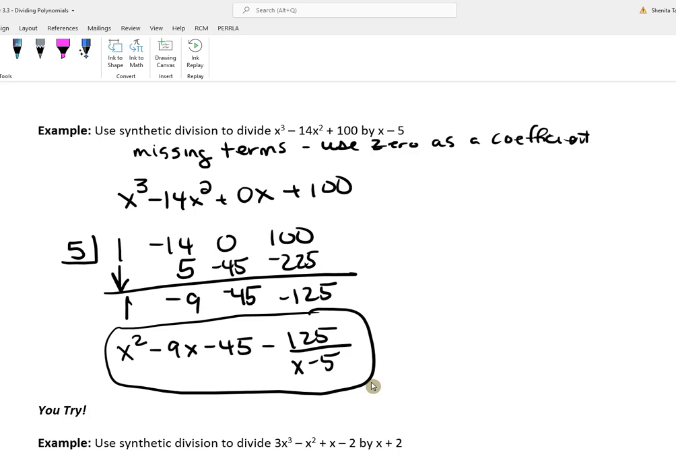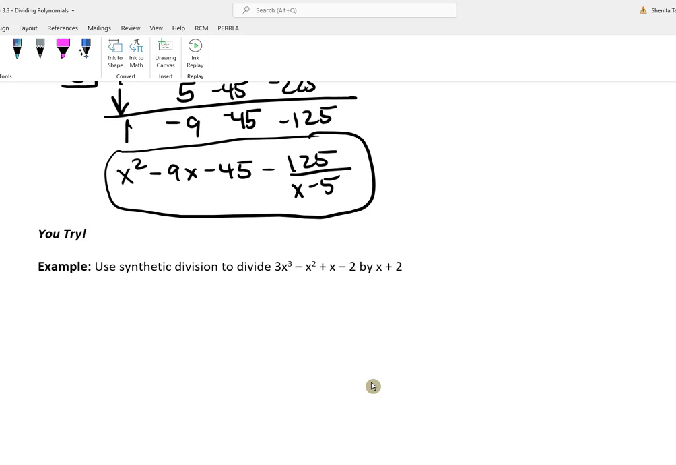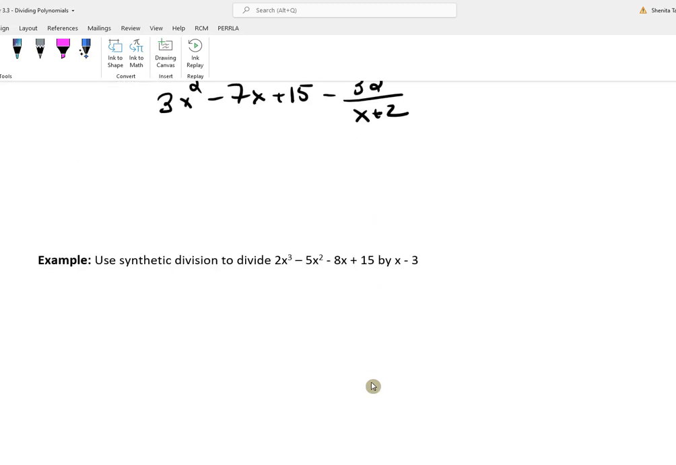Okay, so now you have a You-Try problem. I gave you 2 of these. The answer for the first one would be 3x squared minus 7x plus 15 minus 32 all over x plus 2. And then for the second one, it will be 2x squared plus x minus 5.